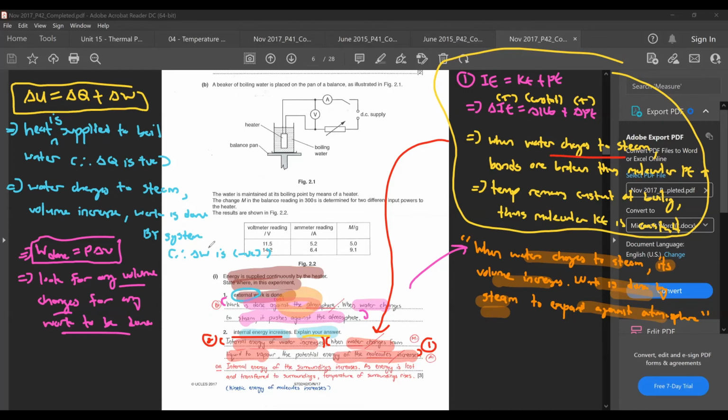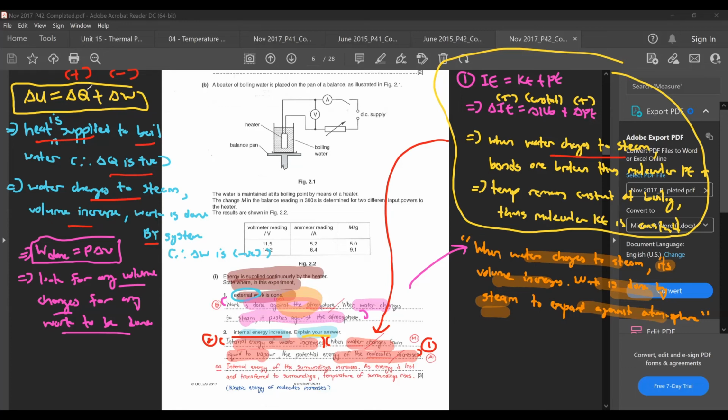Now, just now I mentioned that you can also explain why internal energy increases from here. Actually, you can't. You can't explain it using the thermodynamic first law because you have two contradicting answers. When you boil water, you know that heat is supplied, so delta Q is positive. But when you try to explain the work done part, in the first place water changes to steam, so volume is increasing. Work must be done by the system. Delta W is negative.